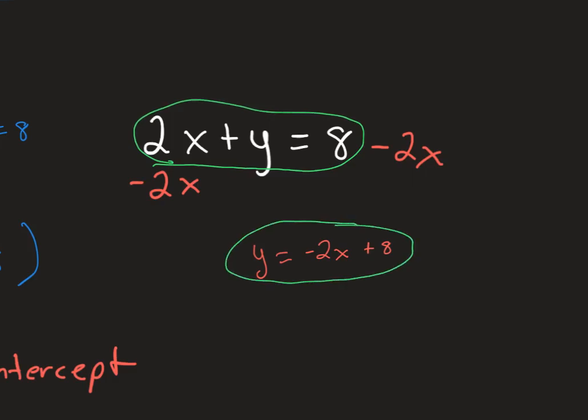And remember, when y is by itself, the number next to x is the slope. So my slope, and m in math is the letter that means slope. Remember, mathematicians are lazy. They don't want to write out slope equals negative 2. They want to just put m equals negative 2. So in math, remember that m means slope.